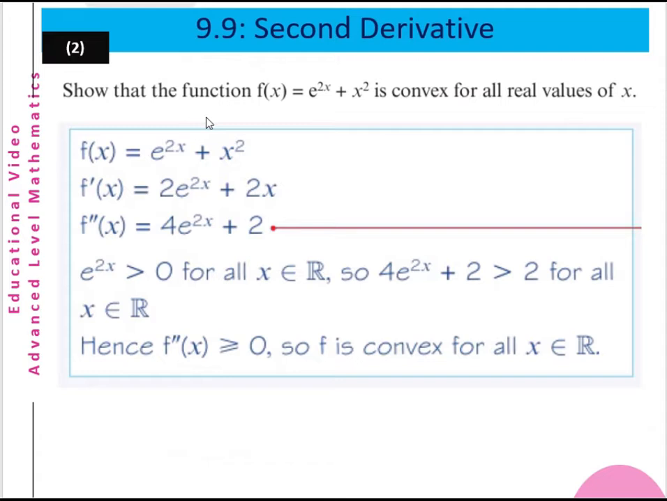Example 2, show that the function f(x) equals e to the 2x plus x squared is convex for all real values of x. So with the first derivative, we get 2e to the 2x plus 2x. And the second derivative is 4e to the 2x plus 2. And we know that e to the 2x is always greater than 0 for all x belonging to R. So 4e to the 2x plus 2 is always greater than 2 for all x belonging to R. So it's a positive number. And the curve should be a convex curve. Hence, f double dash x is greater than or equal to 0. So f is convex for all x belonging to R.